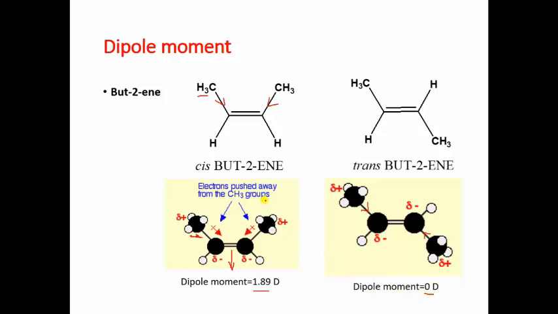From these examples we understand that the Cl group is electron withdrawing and the CH3 group is electron releasing. So you can say the cis isomer is polar and the trans isomer is non-polar.